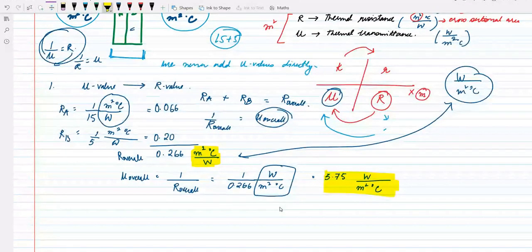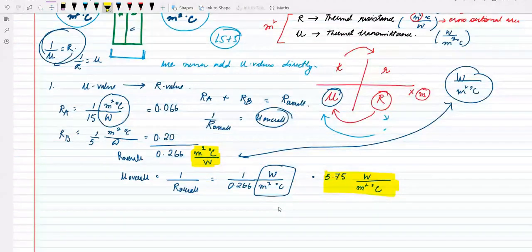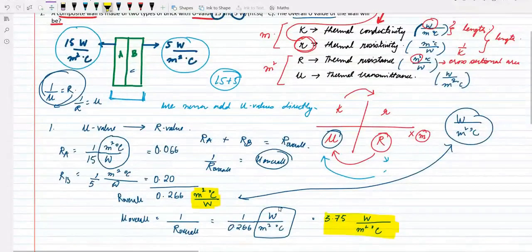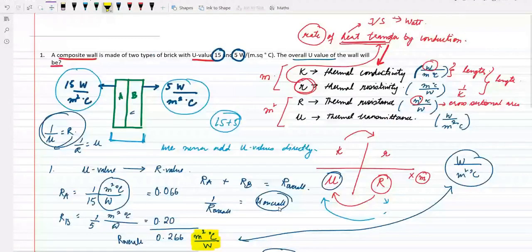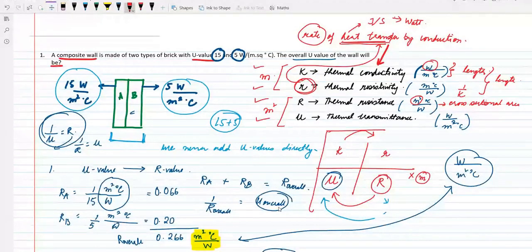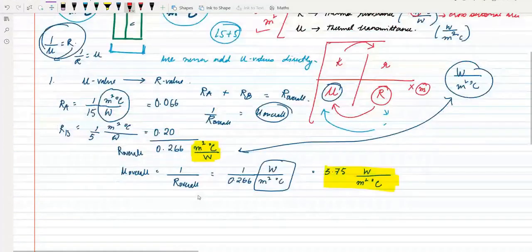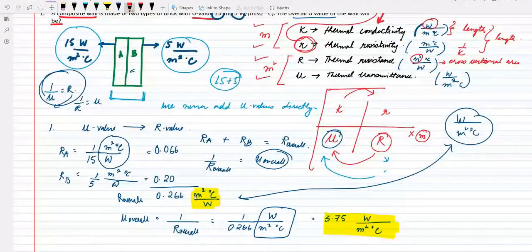Fine. I hope this is clear to everybody. What we learned with this very simple question was the different entities, K value, R value, capital R value, U value, how they are related, this chart, what the units are, why it is watt, because we always talk in terms of heat. Then what the different ways are where we can find out the overall R value, and very importantly, this line that we never add U values together.